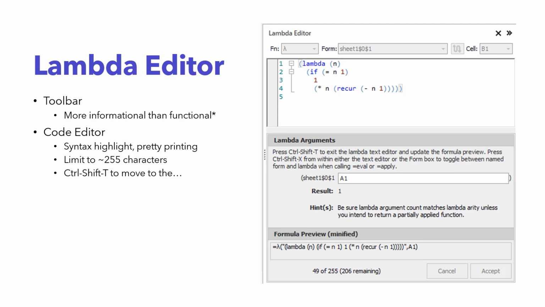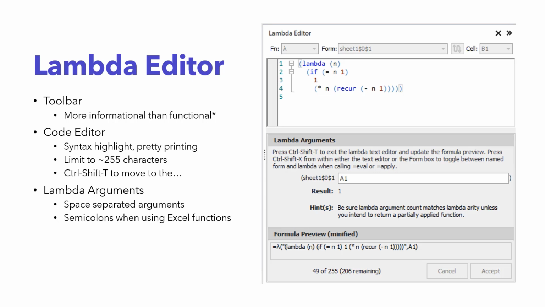We'll use Control-Shift-T to come out of the code editor and go into the Lambda arguments section. And here we will separate them by spaces, unless we are using Excel functions, in which case we will separate them with semicolons. And then we have the formula preview, which gives you an idea of what you don't have to type because of the other features of the Lambda editor. That's what you're going to see in the formula bar when you accept any changes.